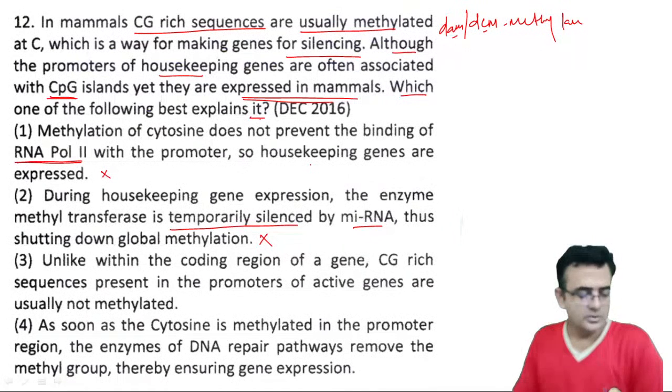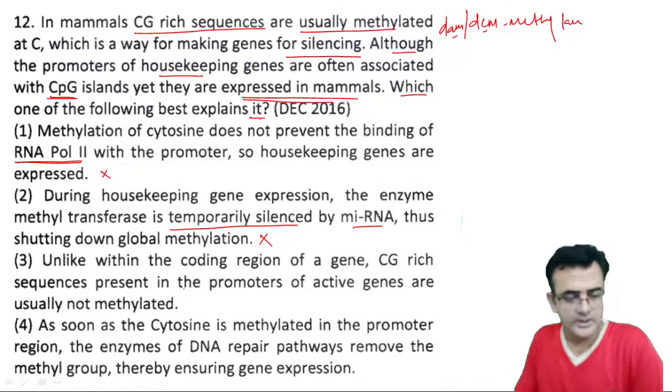Okay, then third number: unlike within the coding regions of the gene, CG rich sequences present in the promoters of the active gene are usually not methylated. Okay, what they are saying is, unlike within the coding region of the genes, CG rich sequences present in the promoter. Yeah, so they are not there in the coding region.